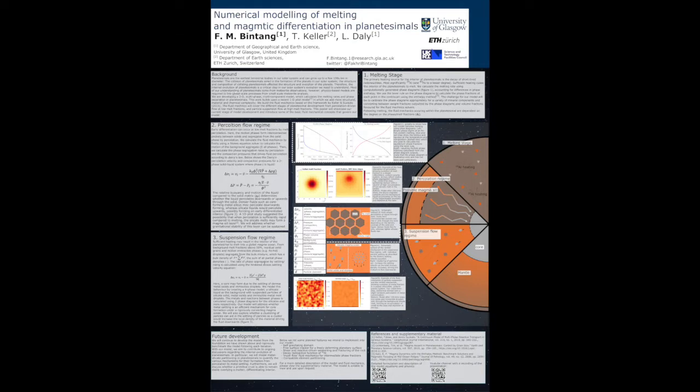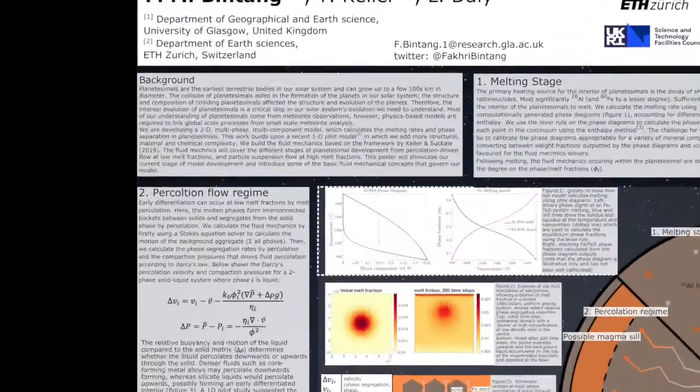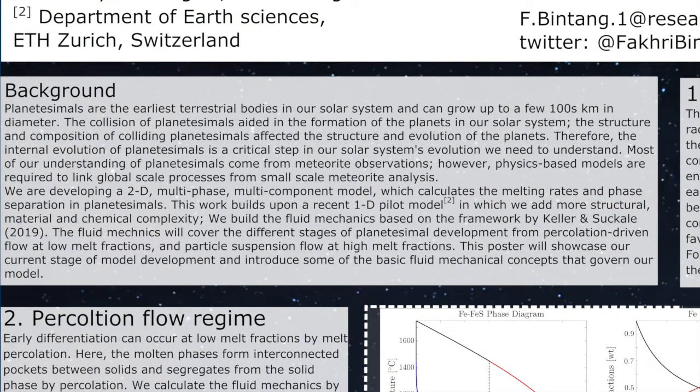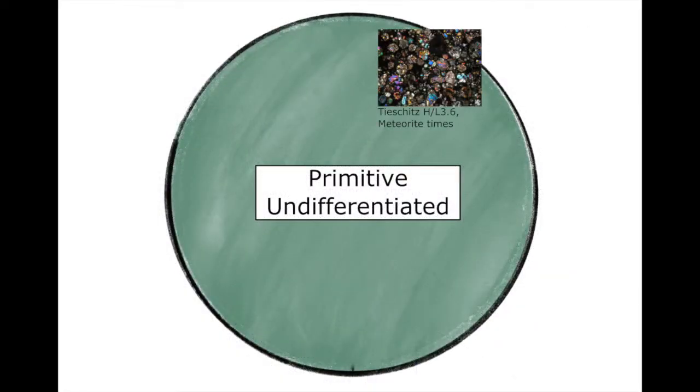My project uses numerical modelling to model the magmatic processes and differentiation in planetesimals. Firstly, what are planetesimals? Planetesimals are the earliest terrestrial planetary bodies in our solar system, accreted from a solar nebula up to a few hundreds of kilometers in diameter. These start off with a primitive chondritic composition similar to the Sun's composition.